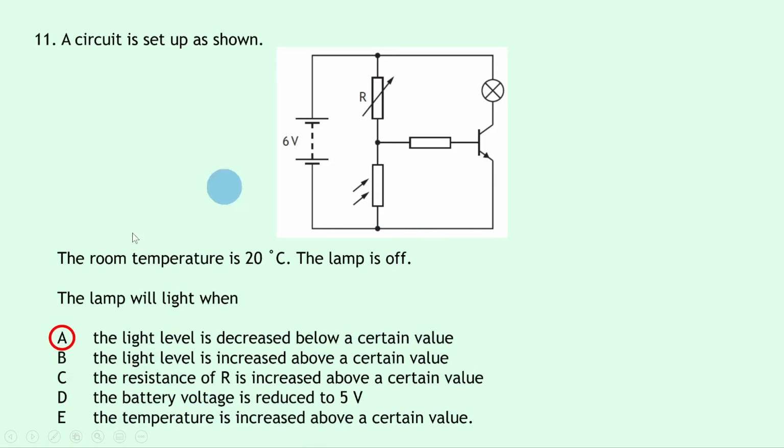Notice the other ones, so this switching circuit is to do with light conditions, not temperature, so we can eliminate that. We've never seen anything to do with battery voltage changing, and the resistance of the variable resistor, we're not really interested in that one because it's the upper component and we wanted the lower component resistance. So A is the correct answer here.